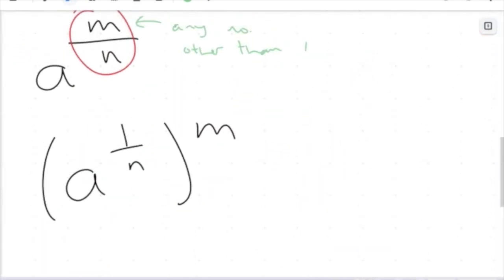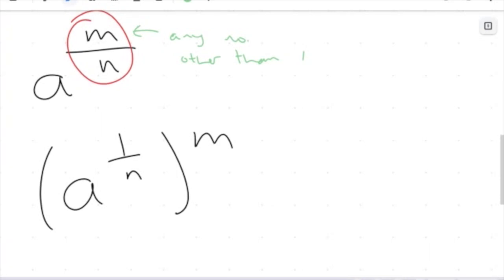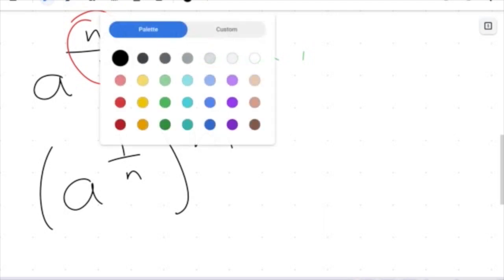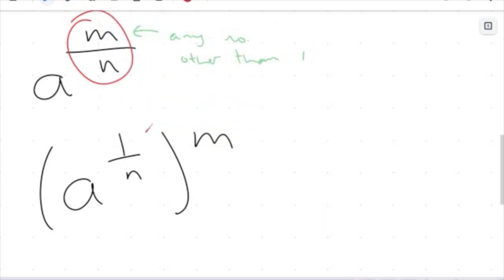And the reason I can write the m outside of it is that, from what we've learned in our previous index laws, this is a power of a power. Now, what happens when I have a power of a power? Well, those two powers just end up multiplying. So these two end up multiplying. I've just deconstructed this a to the power of m over n into something different, which is going to help us.